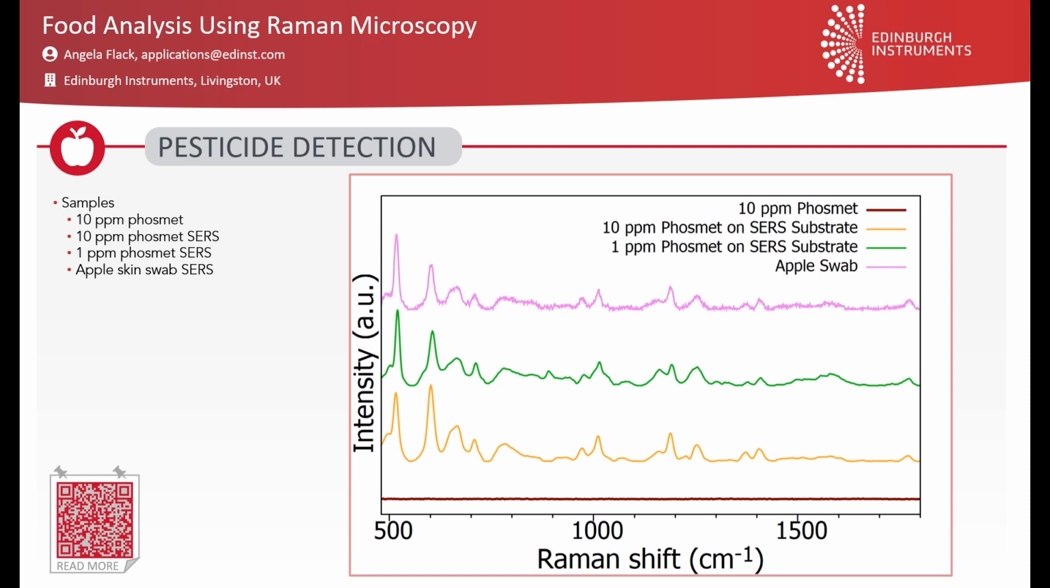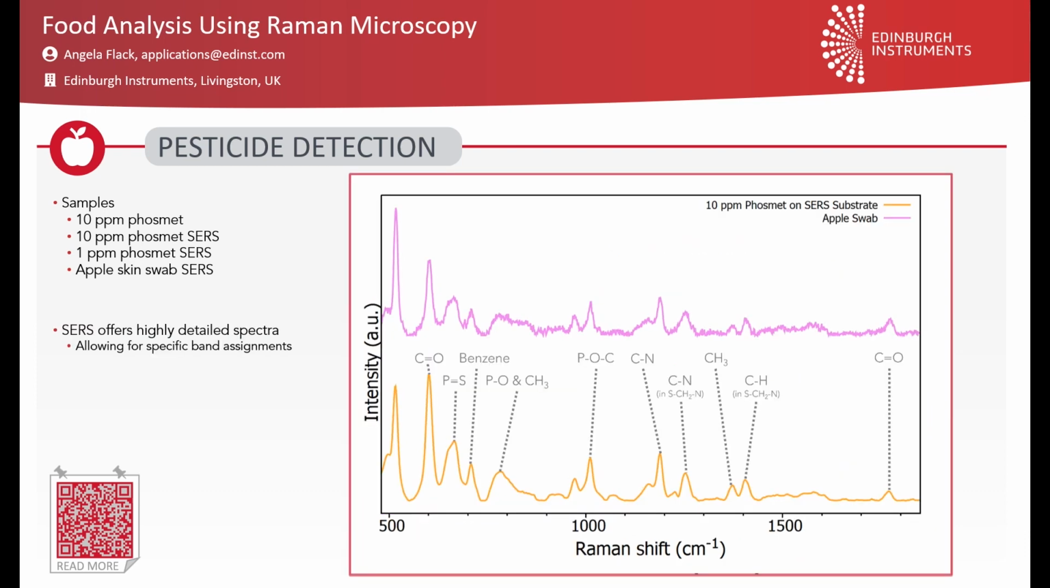Firstly, I would like to highlight the effects of SERS. The 10 ppm solution of Fosmet was analysed by itself and on a SERS substrate. Without SERS enhancement, there are no Raman peaks visible. However, on the substrate, we see strong and well-resolved Raman peaks. Further, when we analyse the solution that was gathered from the apple swab, we can clearly see well-defined peaks that are easily identified as Fosmet.